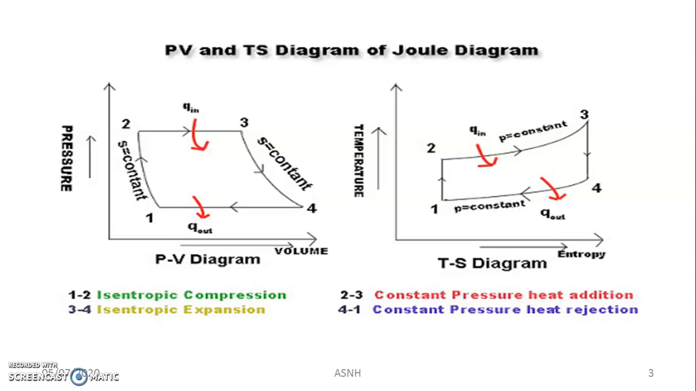When that fuel comes in contact with the high pressure mixture of gas or air, combustion of the fuel takes place and a tremendous amount of heat is generated. Here the pressure is constant, that is P2 is equal to P3, and the temperature again increases from T2 to T3. At the end of the combustion process, we get the maximum temperature, that is T3.